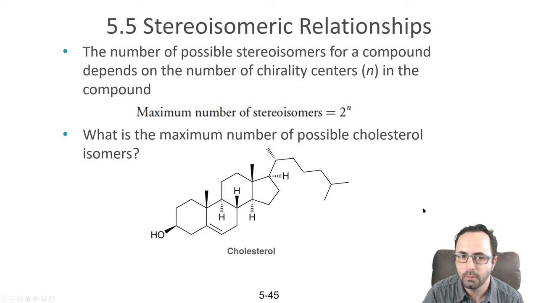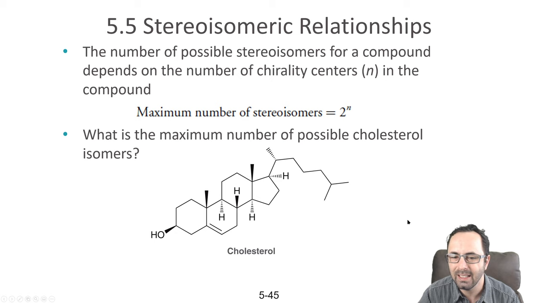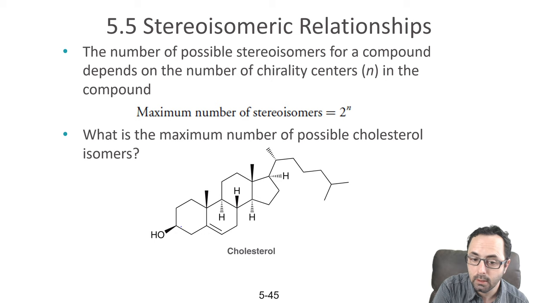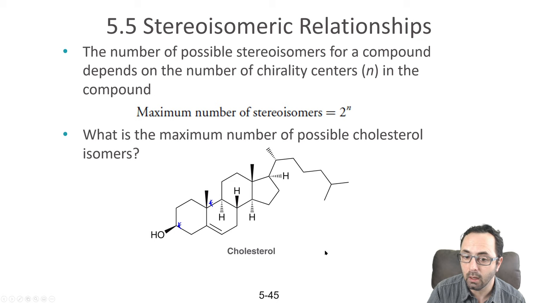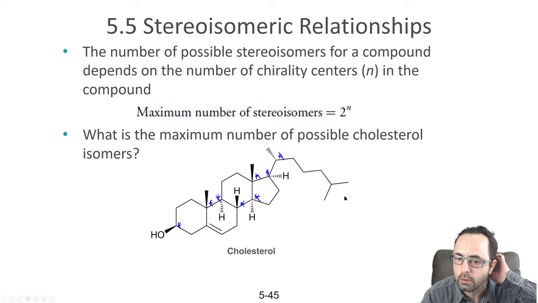So as I said before, the maximum number of stereoisomers is 2 to the n power, where n is the number of chiral carbons. So here's a chiral molecule, cholesterol. Let's find the chiral carbons on it, attached to 4 different things. This one here is chiral. This one here, chiral. But it's attached to 2 carbons, but those go on and attach to very different things. This carbon right here, chiral. This one here, chiral. 4 different things. Okay, this one here as well. This one here as well. This one too. And this one too. And that's all of them. The rest either have 2 hydrogens or 2 methyls attached.